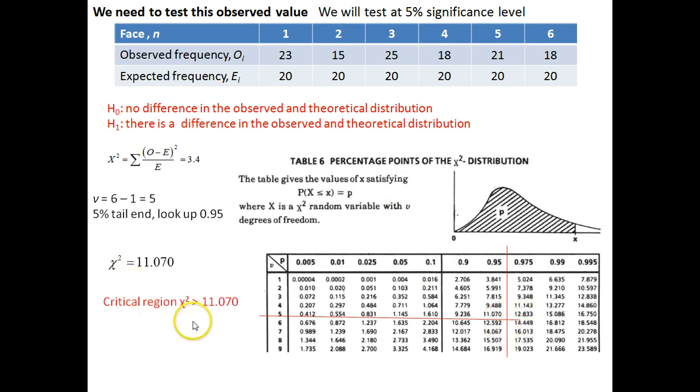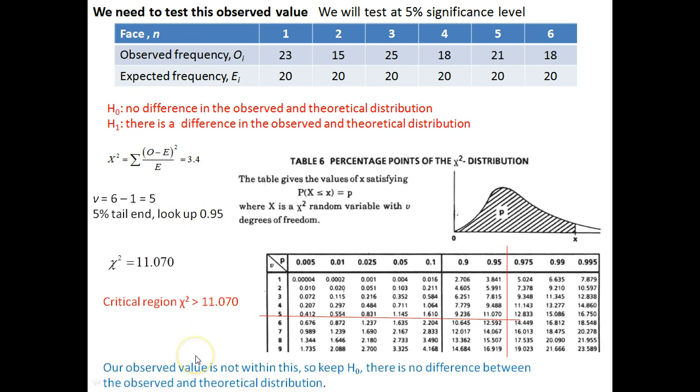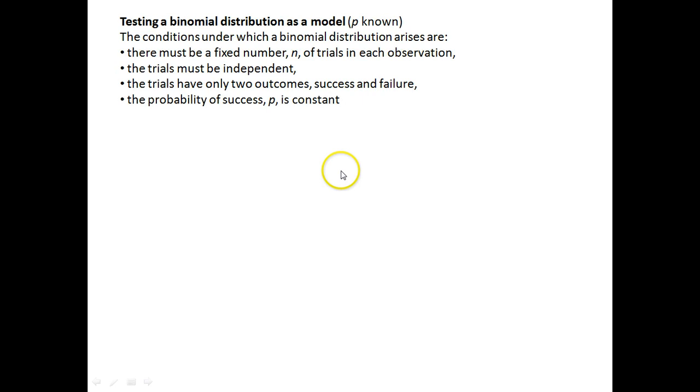So the critical region is that or above. Our value is not within that, so we are going to keep H0. There is no difference between the observed and the theoretical distribution. So it's an unbiased dice. Next, we test the binomial model.